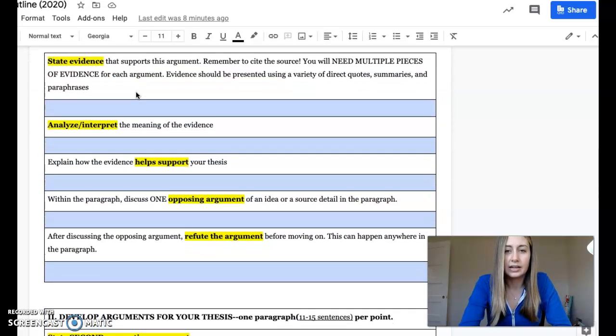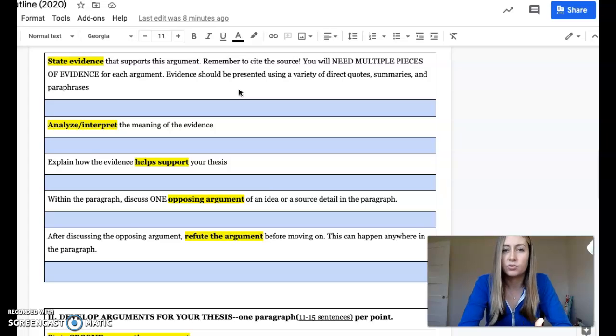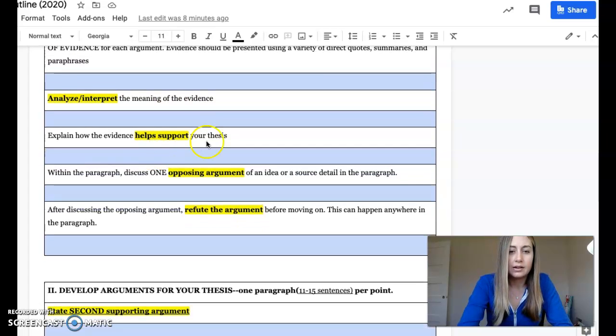What is it that in this body paragraph you are going to argue? Then you're going to start stating evidence. You should have more than 1 example of evidence, but this is where you're going to use your research. What research proves your point? Use multiple examples, and then analyze and interpret the meaning of that evidence. So once you put a quote in, you can't just leave it at that. You have to explain, what does that mean? Tell us the meaning of the quote or the research that you just used. And then explain how the evidence helps support your thesis.